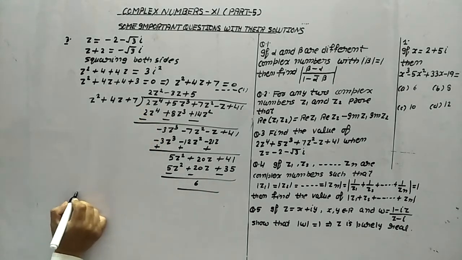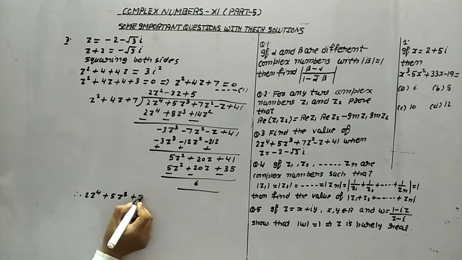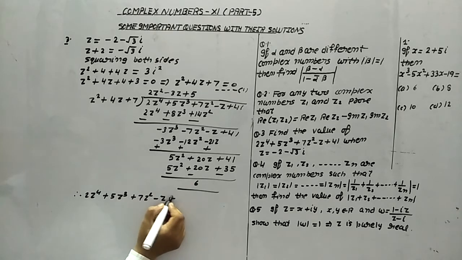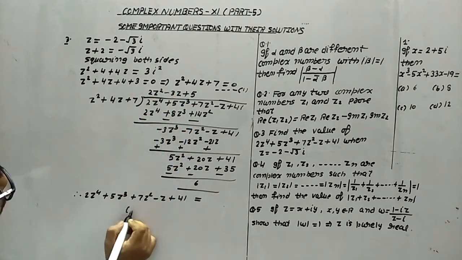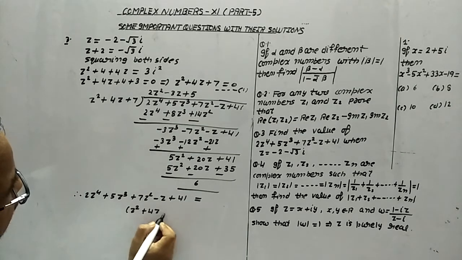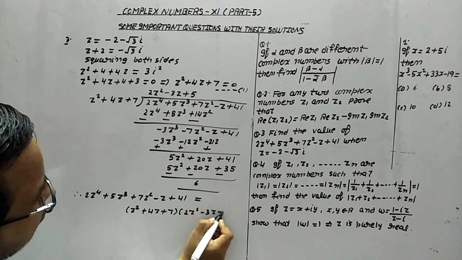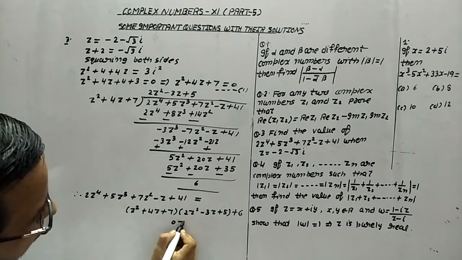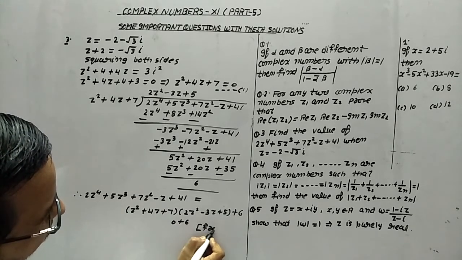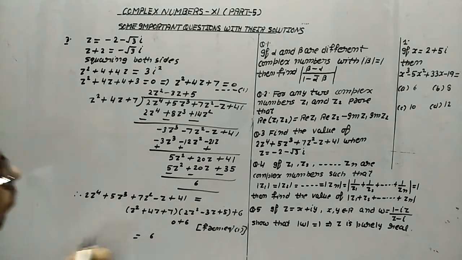So you can write down, therefore, 2z^4 plus 5z cube plus 7z square minus z plus 41 is equal to this into this. It means (z square plus 4z plus 7) into (2z square minus 3z plus 5), and this is plus 6. This is equal to 0 plus 6 from equation 1, and when this is 0 from equation 1, what is the value of this? 6 only. So this is the way to solve this question.